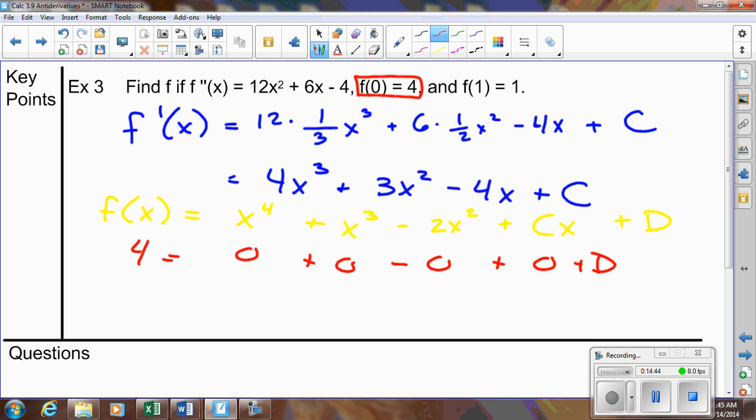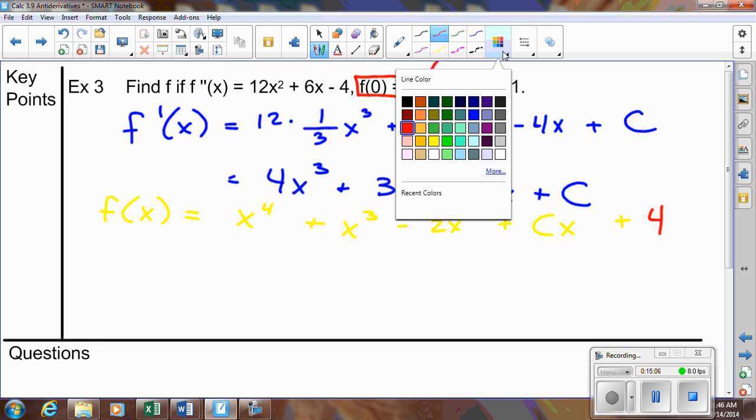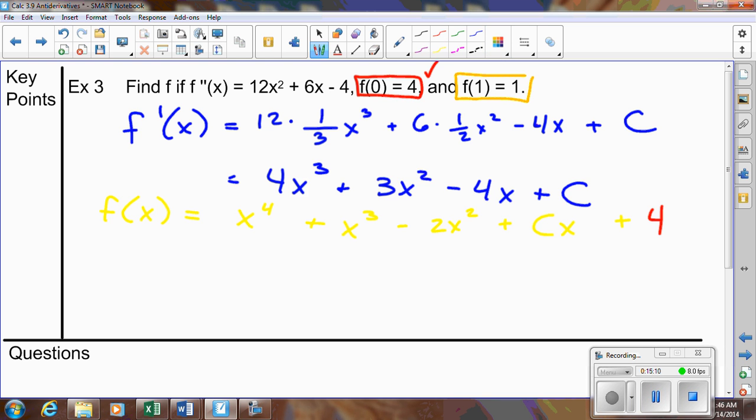What did we just figure out? D is 4. So by using this initial condition, we can now know that part has to be a 4. So hooray, that was beneficial. Let's apply the other one.